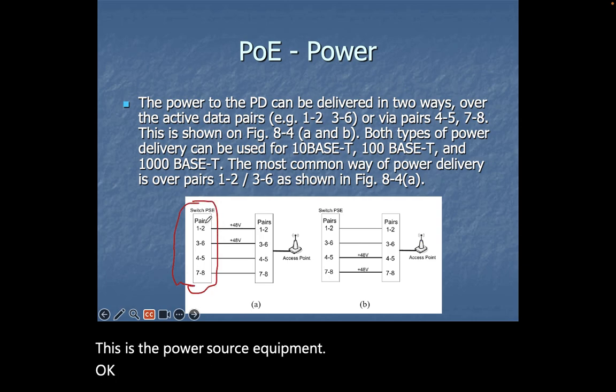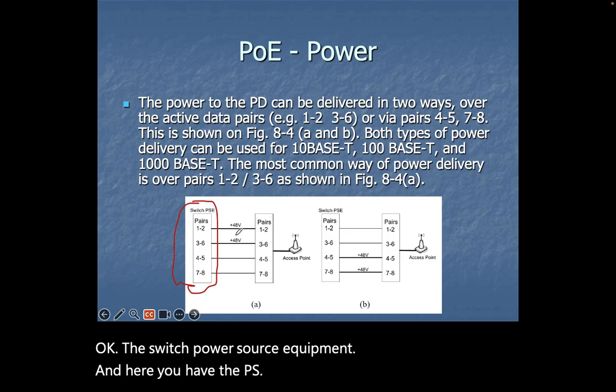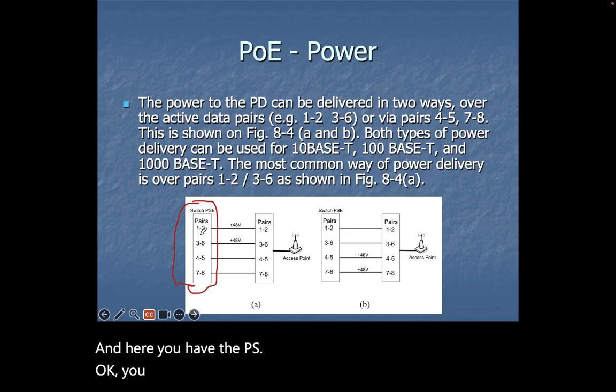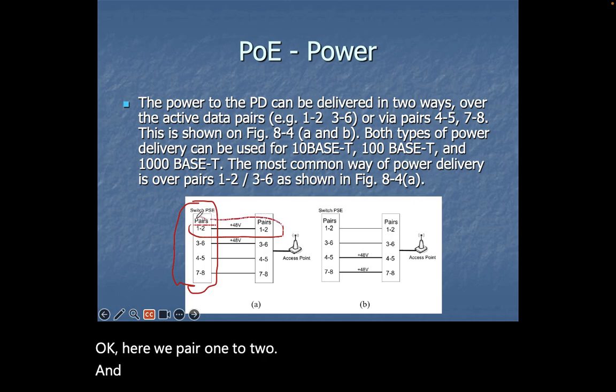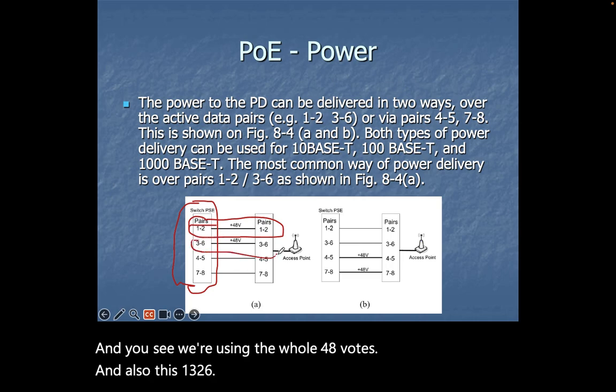Okay, the switch power source equipment. And here you have the pairs. You see the pair here is 1 to 2. Here we pair 1 to 2, and you see we're using the whole 48 volts. And also this one, 3 to 6, pairing 3 to 6, and we are using the whole 48 volts.